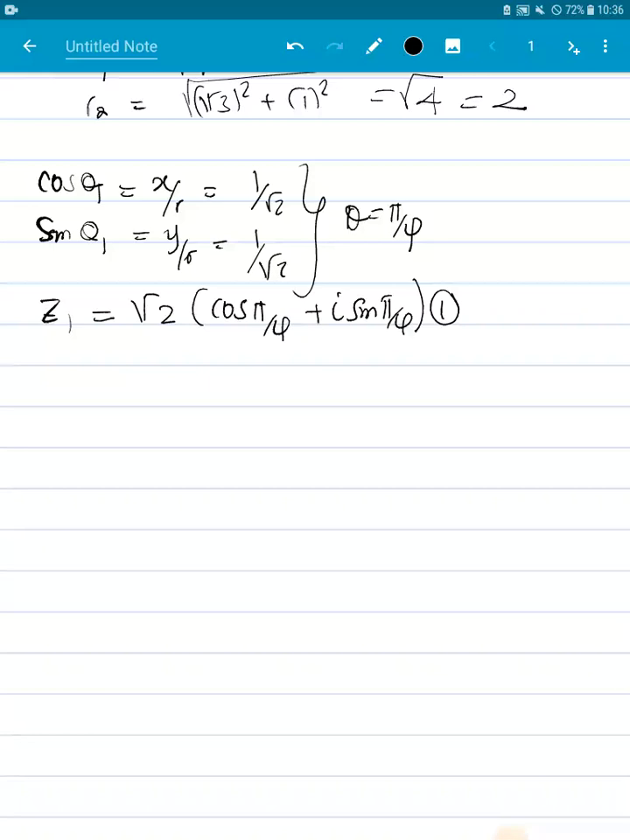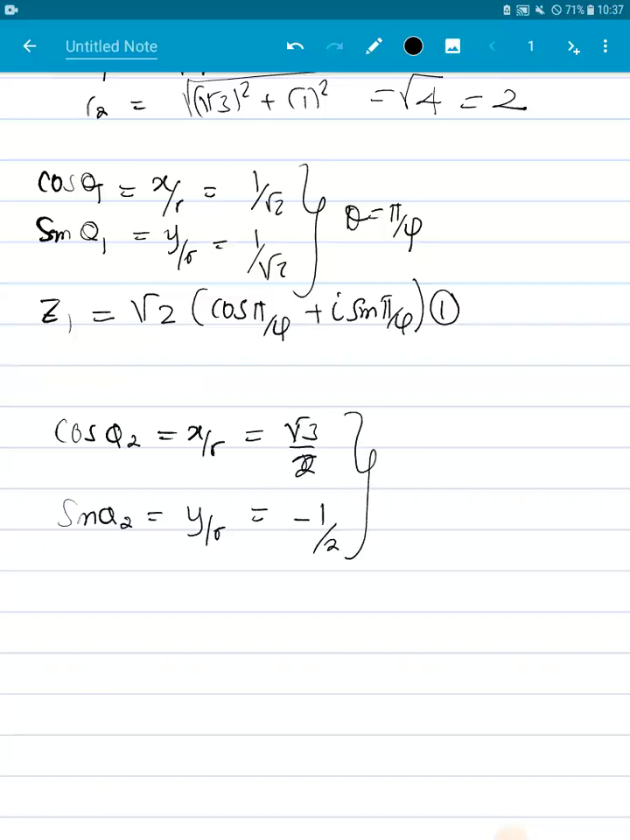Let's do it for the second one now. We've got cos theta 2 equal to x over r, and sin theta 2 equal to y over r. What's our x in that case? Our x is root 3, our modulus is 2, and then we've got negative 1 over 2. I think we found this, and theta is 11 pi over 6, or negative pi over 6. So these are the two angles. Now we need to express it in polar form.